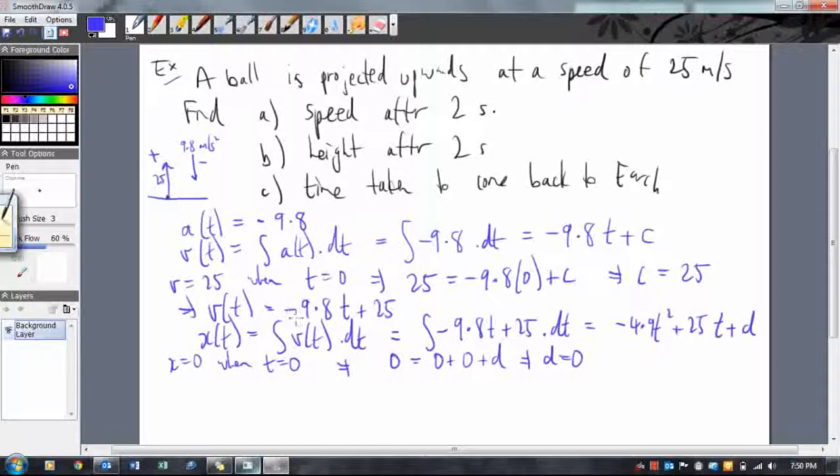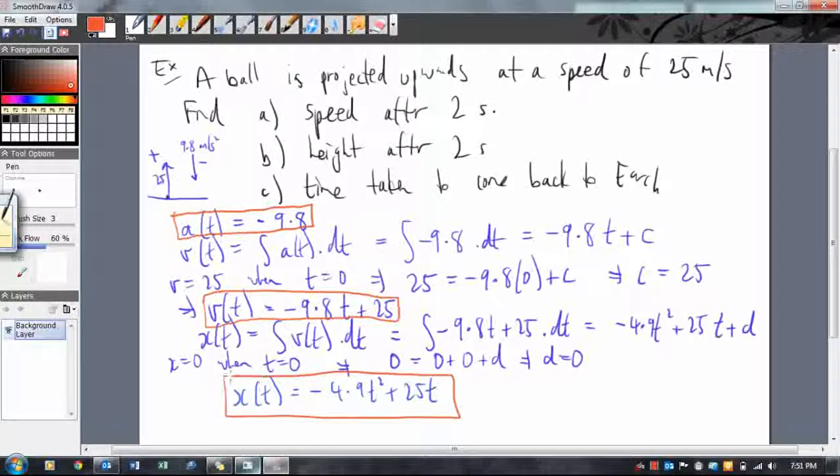Fantastic. Now we've done a bunch of work, we haven't answered any questions yet, but we've got some important stuff. We've got our acceleration function there, negative 9.8. The velocity function is here. And lastly, we've got our position function: x of t is equal to negative 4.9 t squared plus 25t plus 0. So we'll use those three to answer some questions.